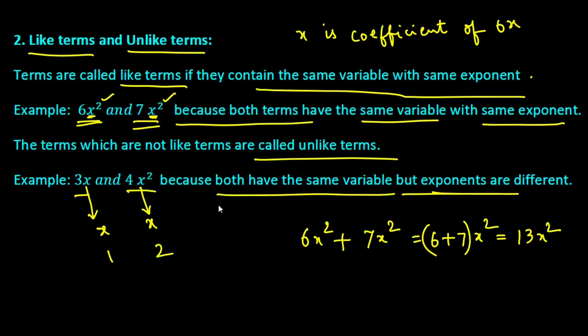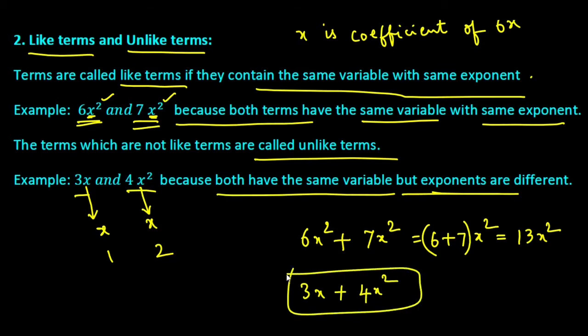But in case of unlike terms, we cannot combine them into a single term. See 3x plus 4x square. This cannot be combined into a single term.